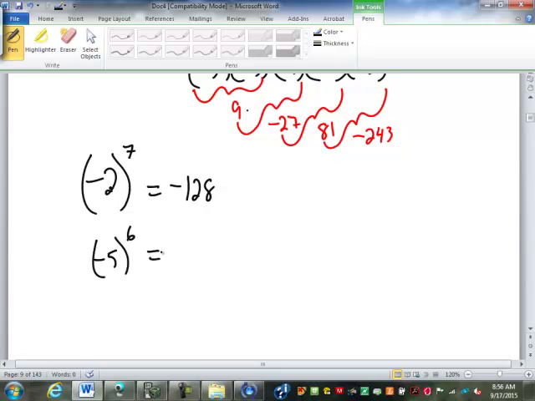Negative 5 to the sixth power, positive or negative? Positive, because it's an even power. The negatives are going to pair up and cancel out to be positive. So that's going to be a positive 15,625.